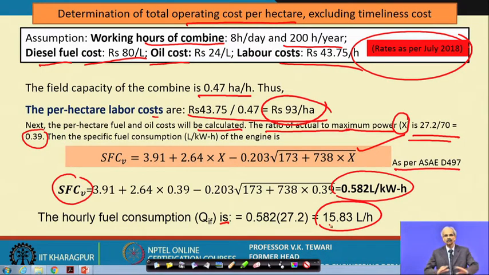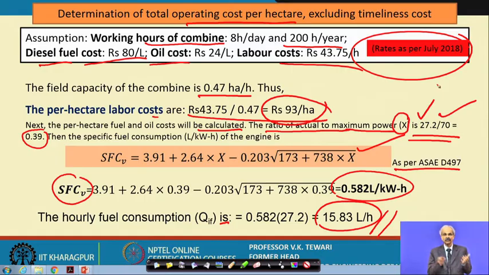Now, depending upon the type of the machine and the total horsepower of that, this value may change. This is a calculation on the basis of certain assumptions of the cost and the existing cost, etc., and the ratio of actual and maximum power, which we have taken as 70, and this is the actual power to be used in kilowatt. So, using this value, it comes to about 16 liter per hour.